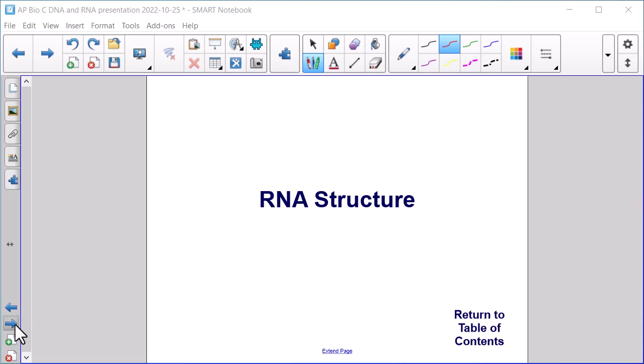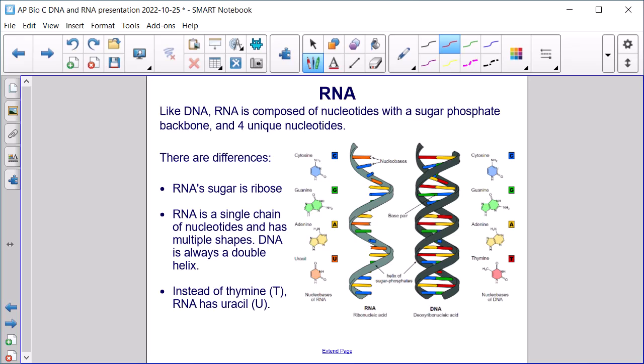RNA structure. Like DNA, RNA is composed of nucleotides with a sugar phosphate backbone and 4 unique nucleotides. There are differences. RNA's sugar is ribose. RNA is a single chain of nucleotides and has multiple shapes. DNA is always a double helix. Instead of thymine, RNA has uracil, U.